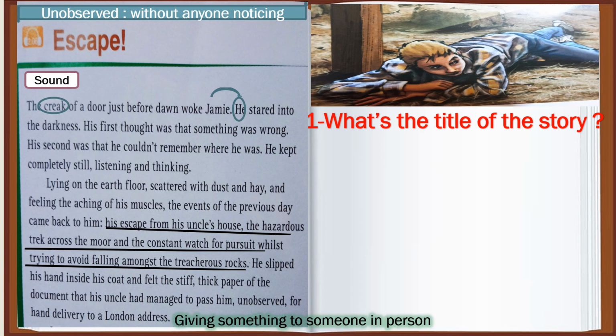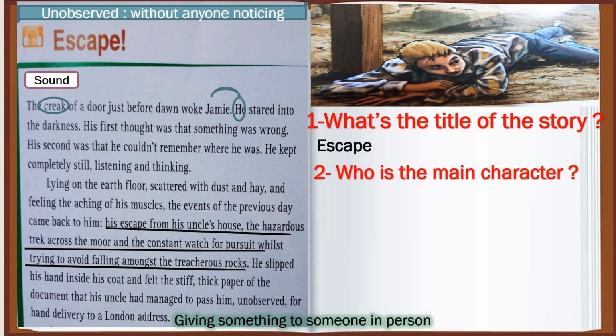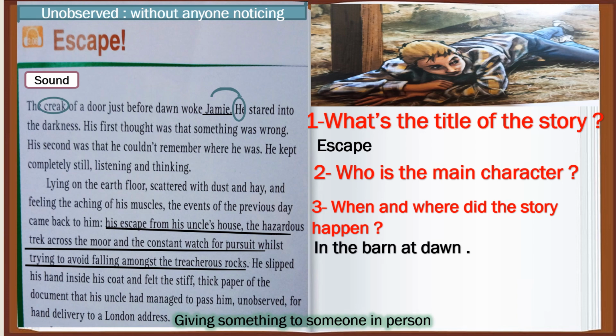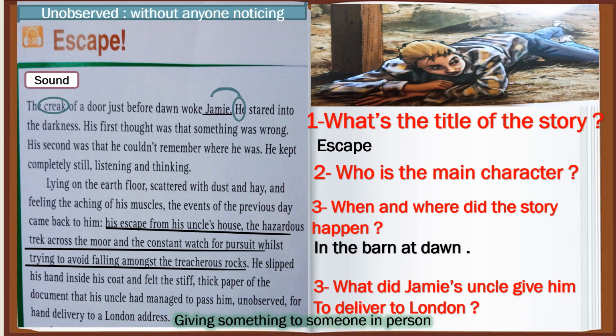Okay, so if I ask you what's the title of this episode of the story, it is Escape. Number two, who is the main character in this story? The hero of this story is Jamie. Number three, when and where did the story happen? Tell me about the setting of this story, the place and time in which the story happened. The setting is in the barn at dawn. The last one: what did Jamie's uncle give him to deliver to London? He gave him a document to deliver to the city of London.